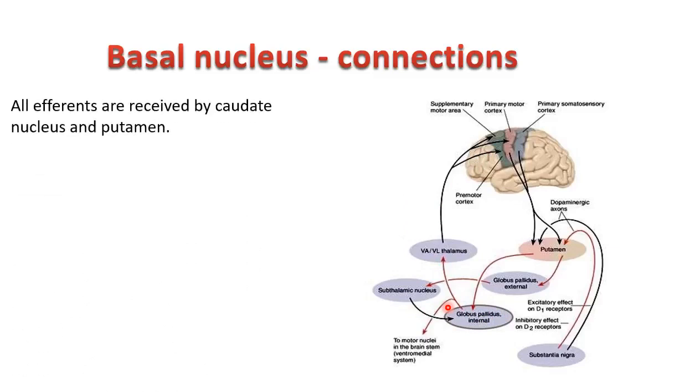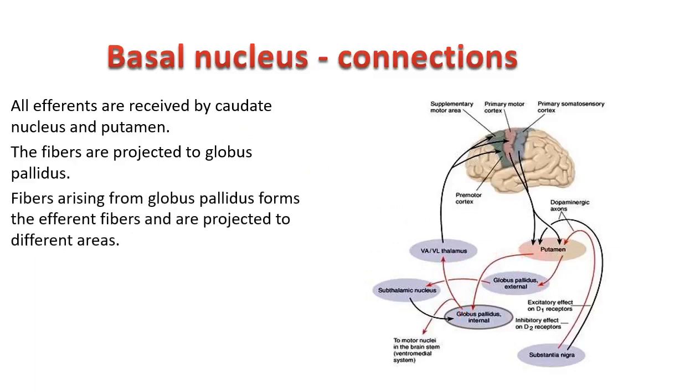Okay, and the globus pallidus, through the reticular formation and nuclei in the brain stem such as the pedunculopontine nucleus, will directly influence the alpha and gamma motor neurons in the spinal cord, also through the reticular formation. So very simply putting it, all afferents are received by the caudate nucleus and putamen. From there it projects to the globus pallidus. From the globus pallidus, the efferent fibers are projected to the different areas.